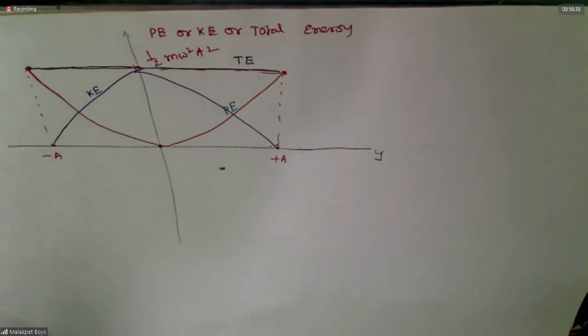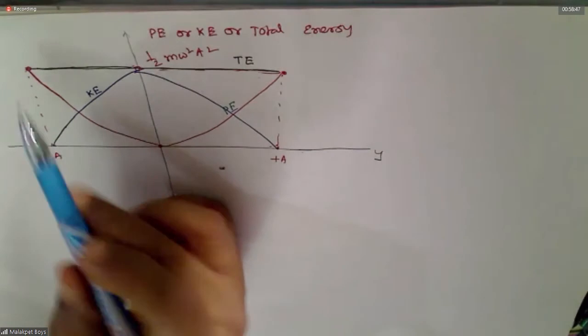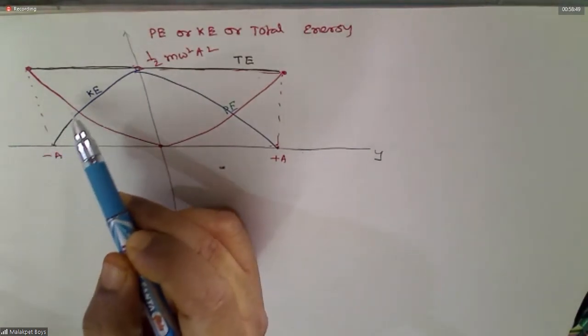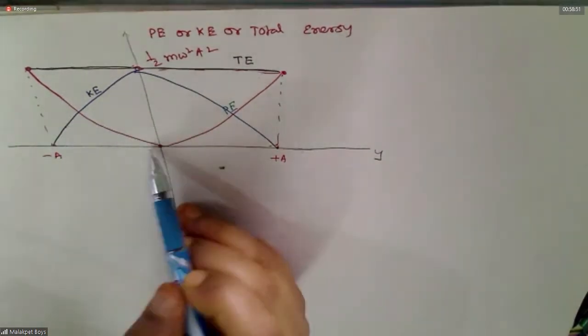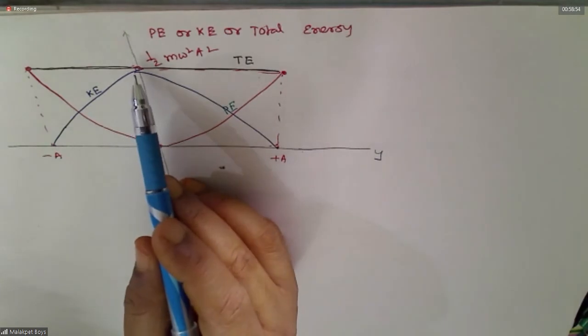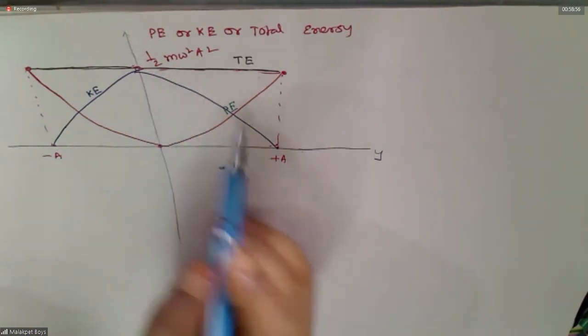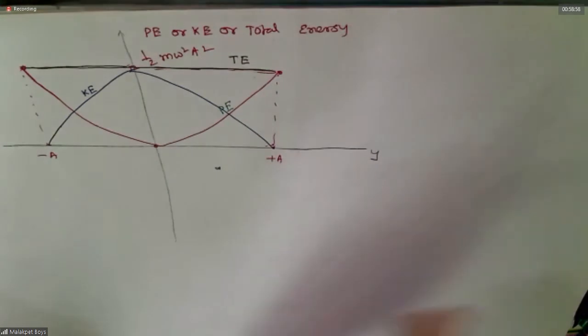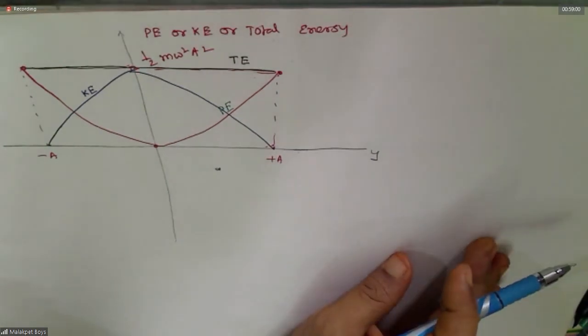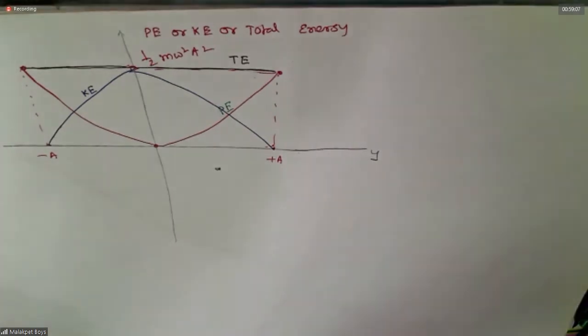Understood this? Understood, sir. That means PE decreases, KE increases. When PE becomes 0, KE reaches its maximum. When KE decreases, PE will increase. But total energy always remains constant. Constant. Yes, sir. Understood this? Yes, sir.